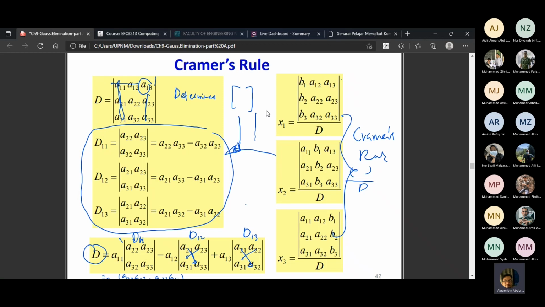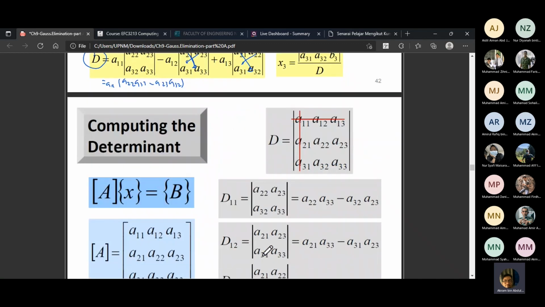Sama juga untuk x2, kita ambil exact tadi tu kita replacekan dia dekat second column. So first column dengan third column remain elemen yang asal. Kita replace dekat second column. Untuk X3 kita replace dekat third column. That's the way how to do Cramer's rule. And then you kira you akan dapatlah nilai X1, X2 dan juga X3.